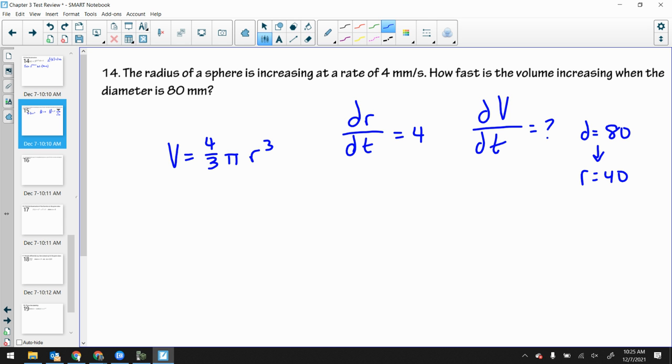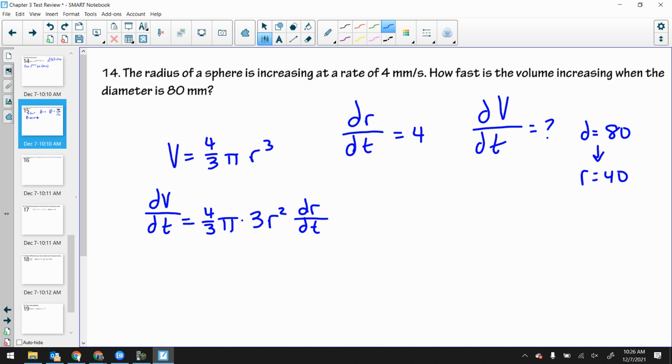Okay, let's find the derivative. So dV/dt is equal to 4/3 pi. Now pi stays in there because again it's just a number. And then we say 3r squared dr/dt. Remember, that's like a chain rule. I'm finding the derivative with respect to time on r.